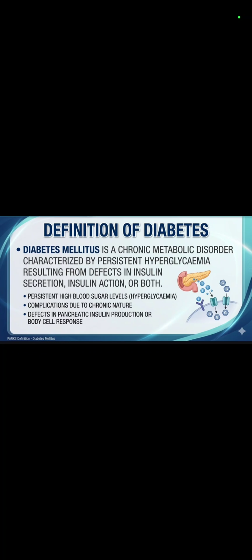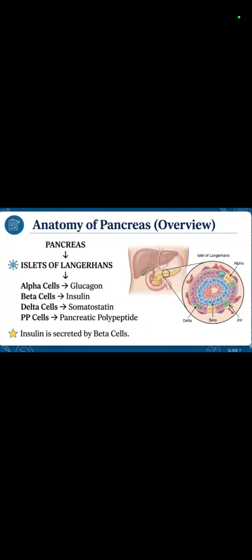Whereas if there is a defect in insulin action, like in type 2 diabetes, here the beta cells of the pancreas will be normally secreting the insulin, but the released insulin, normally the insulin receptors should take up the insulin, and then GLUT4 receptors present on the cells should take the glucose into the cells to produce the ATP. So this is not occurring. So to sum up, it is a metabolic disorder leading to persistent hyperglycemia resulting from defect in insulin secretion or insulin action or both.